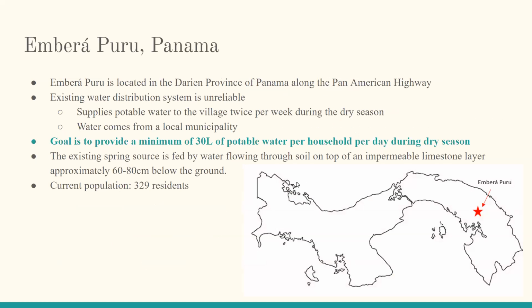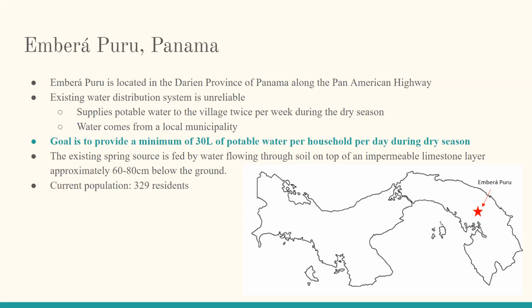A little bit about the community of Peru. Peru is located in the Darien province of Panama. It's starred on the map here. It's right along the Pan American Highway. Currently in the community, there is an existing distribution system, but it's highly unreliable. It only provides water to the community twice per week during the dry season, and this comes from a local municipality. Due to Peru's location in respect to the municipality, they receive the water so infrequently because they're at the end of the supply line.